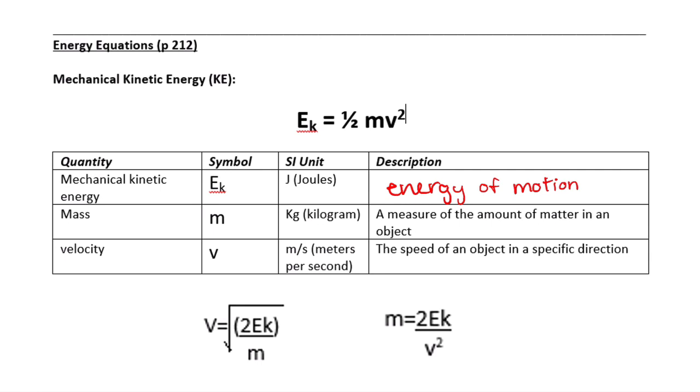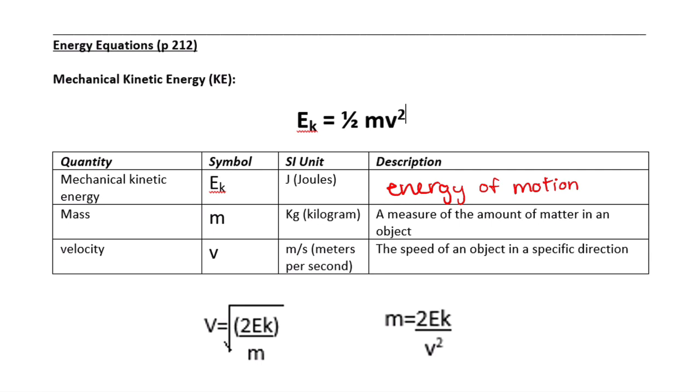Down here at the very bottom of the slide, you do not have these in your notes, so pause here and write them down. If you don't write them down, it's going to cause you a world of trouble, unless you're really, really good at manipulating equations, but you should write them down anyway so you have them. These are rearrangements or manipulations of the equation at the top, which solve for either mass or velocity if you have kinetic energy.